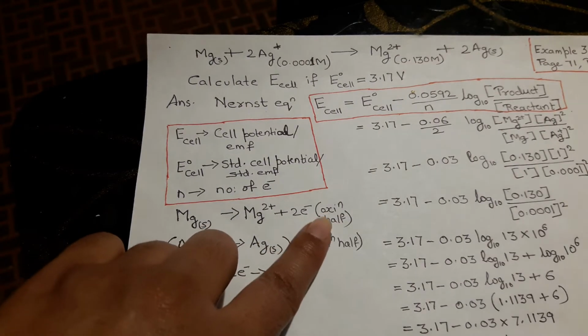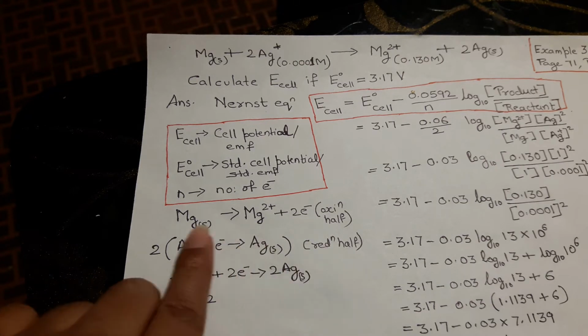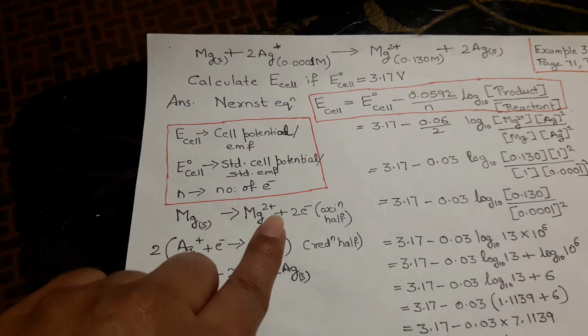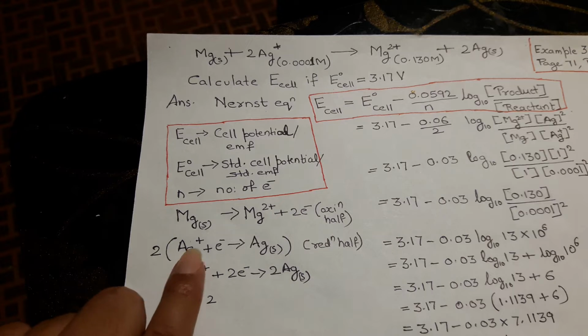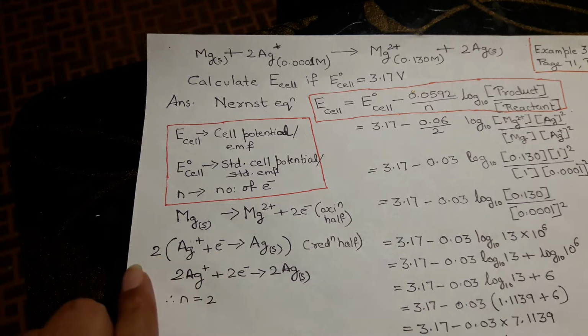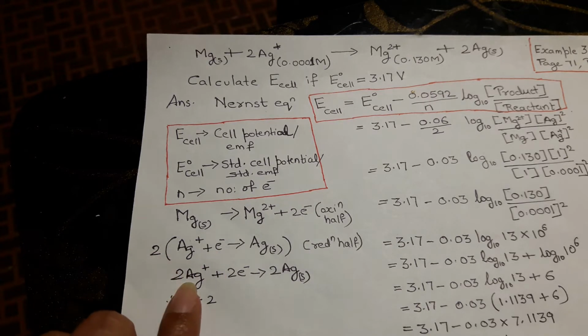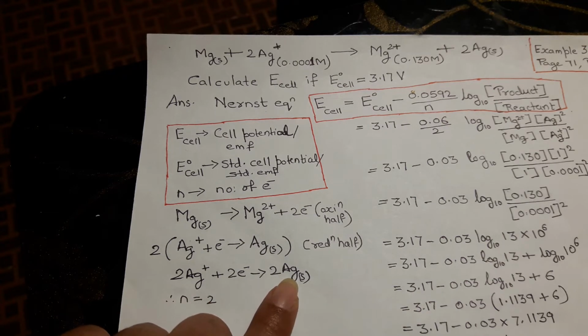So first we write down the oxidation half followed by the reduction half of the given reaction. We know that Mg becomes Mg2+ with the loss of 2 electrons. Similarly, Ag+ becomes Ag with the gain of 1 electron. But we know that in a cell reaction, the number of electrons for the oxidation half and the reduction half should be the same. So how do we make it the same? By multiplying the reduction half with 2. So it becomes 2Ag+ + 2e-, which gives 2Ag.